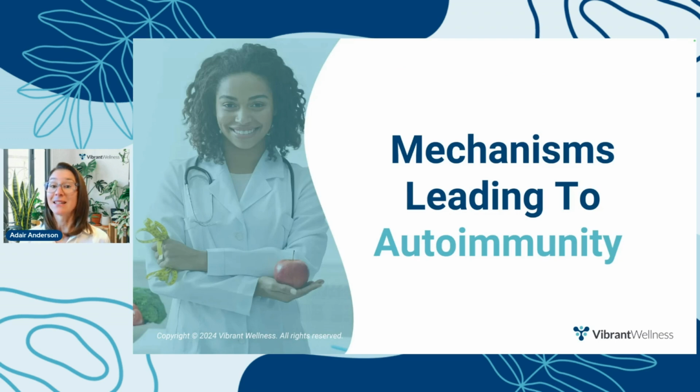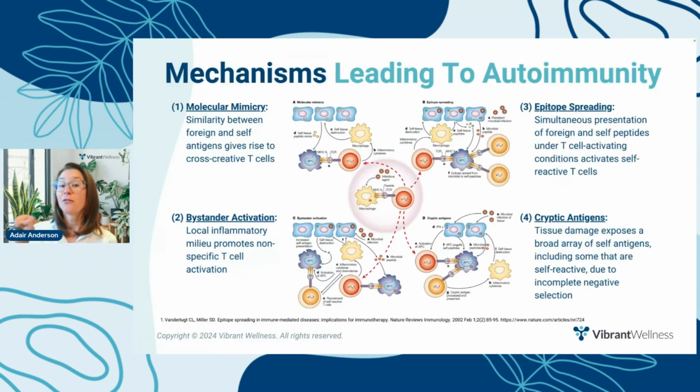Let's review the mechanisms leading to autoimmunity now. There are four main ways in which autoimmunity happens, especially in the context of infectious diseases. These are molecular mimicry, bystander activation, epitope spreading, and cryptic antigens.